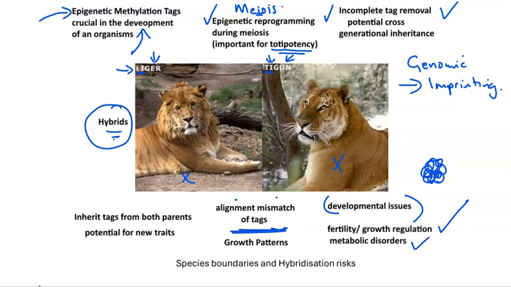Metabolic disorders are very, very common, and of course we know that fertility is often a major issue with these animals: you cannot breed ligers with ligers to make offspring, or indeed the same argument with the tigon. So infertility is certainly a consequence of the misalignment of methyl tags on the developmental genes. And of course what this does in an evolutionary sense is create species boundaries to hybridization risks which might occur.